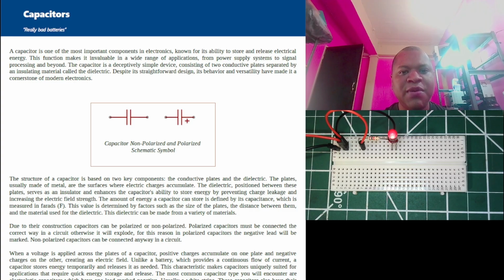A capacitor is one of the most important components in electronics, and it's really known for its ability to store and release electrical energy. This function actually makes it invaluable for a wide range of applications, things like power supply systems, signal processing, and a lot of others.